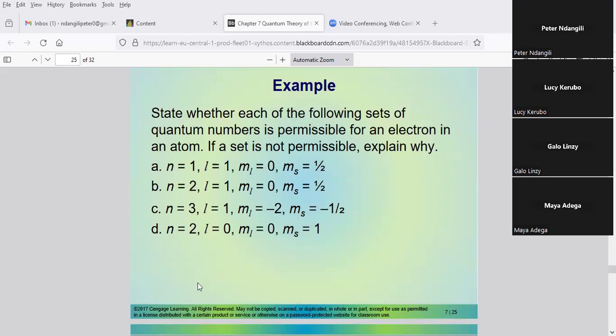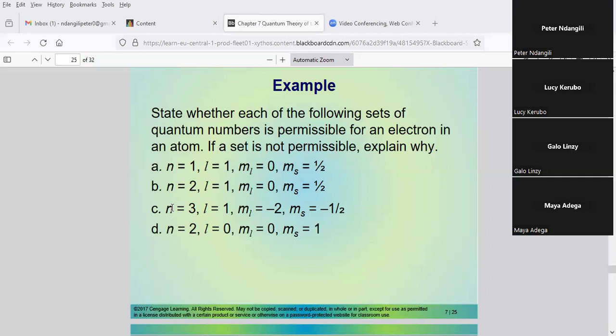State whether each of the following sets of quantum numbers is permissible for an electron in a particular atom, and then you explain why. Okay? Look at this. When n is equal to 1, is it possible for us to have L value equal to 1? No. Therefore, this one is not allowed simply because this L value is not possible. Now, when n is equal to 2, can we have an L value equal to 1? Yes. Can we have an ML value equal to 0? Yes. Can we have an MS value equal to a half? Yes. So this one is allowed.